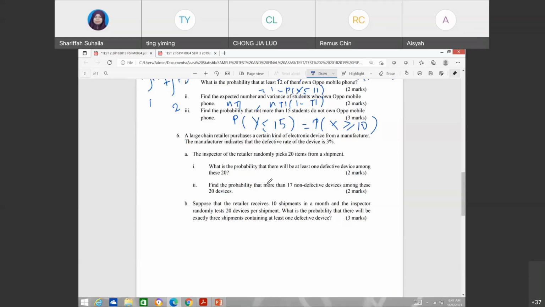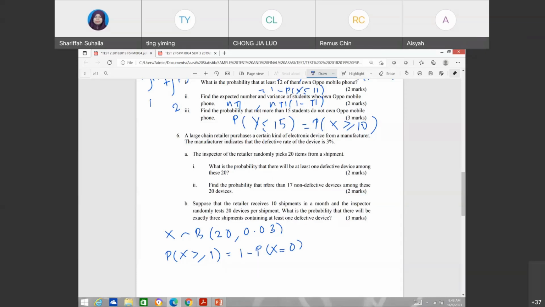So you have your X is binomial, 20, probability is 0.03. So at least one, so probability X greater than or equals to 1. So 1 minus probability X equals to 0. So use your stats table, find n is 20, your pi is 0.03, your k is 0. So what is the probability? Okay, so itu part 1.